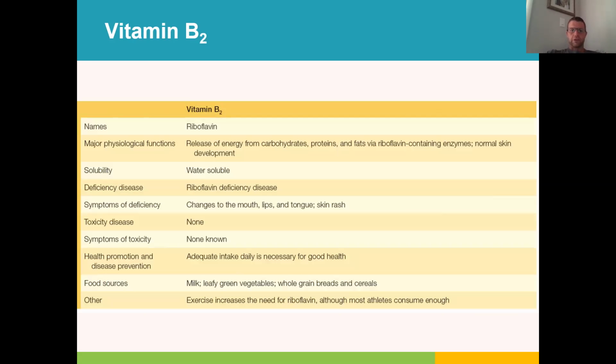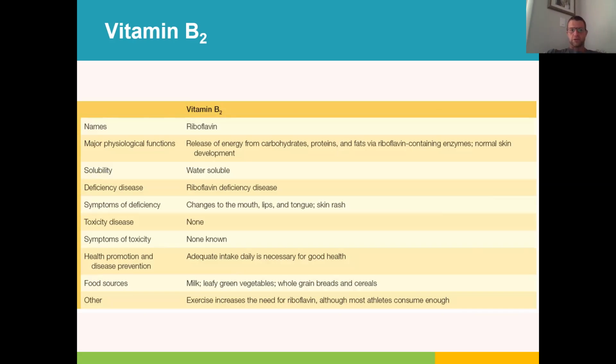B2, or riboflavin: release of energy from carbs, proteins, and fats via the riboflavin-containing enzymes. You'll see a chart here later that shows you the Krebs cycle. It's really cool to see how many of these vitamins are useful in the chemical functions in that cycle, right? Normal skin development is also part of the benefits of riboflavin. Again, water soluble. Deficiency would be called riboflavin deficiency.